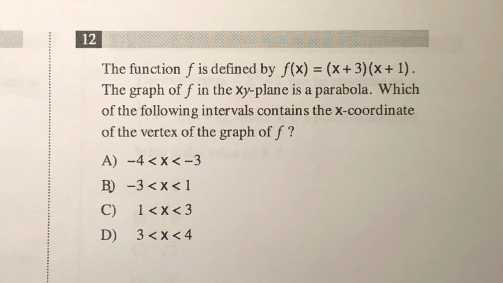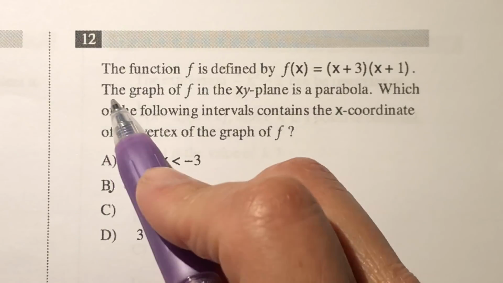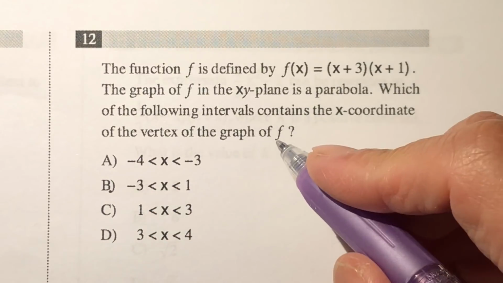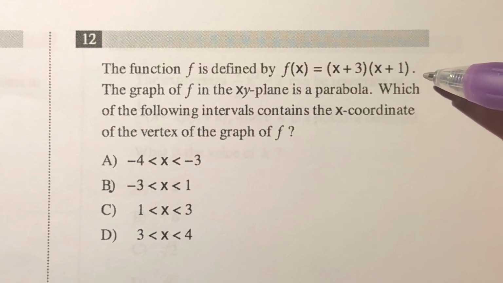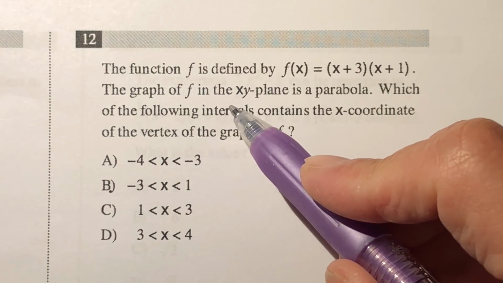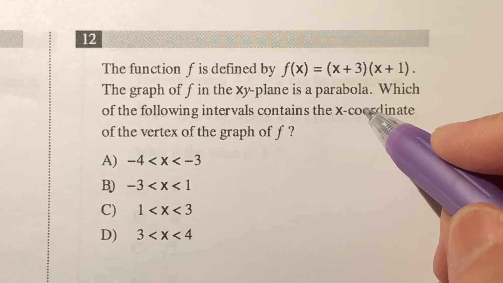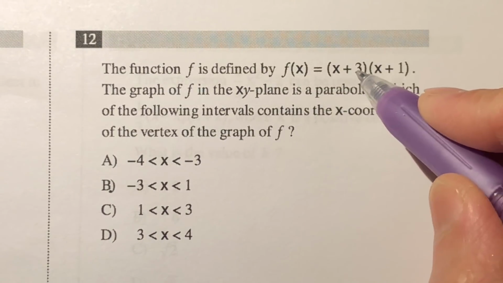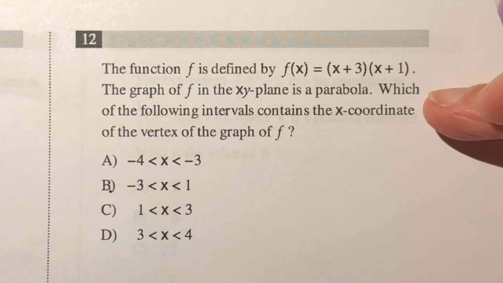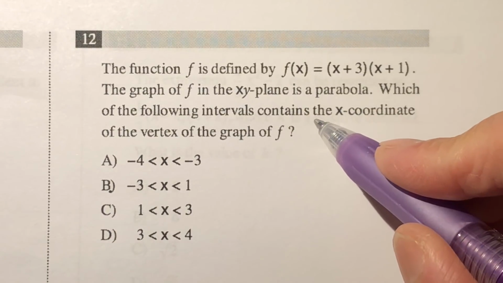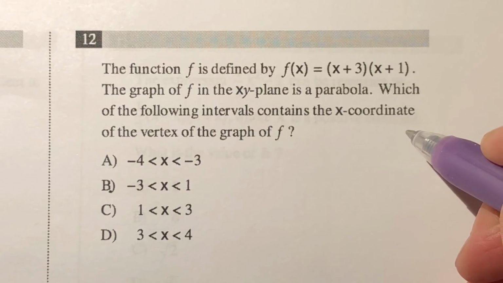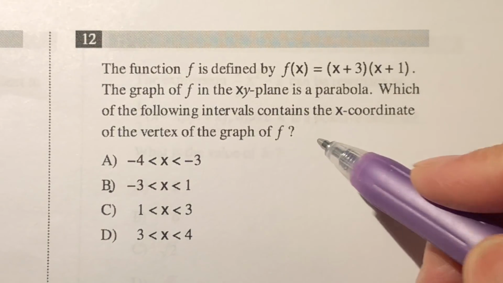Okay, let's just think this is helping myself. Okay, question 12. The function f is defined by f of x equals x plus 3 times x plus 1. And the graph of f in the xy plane is a parabola. And we know because this is quadratic and it is a parabola. Which of the following intervals contains the x-coordinate of the vertex of the graph of f?